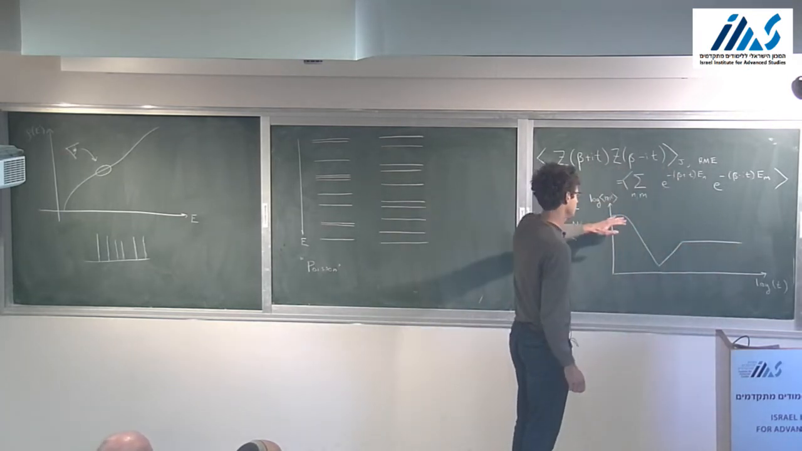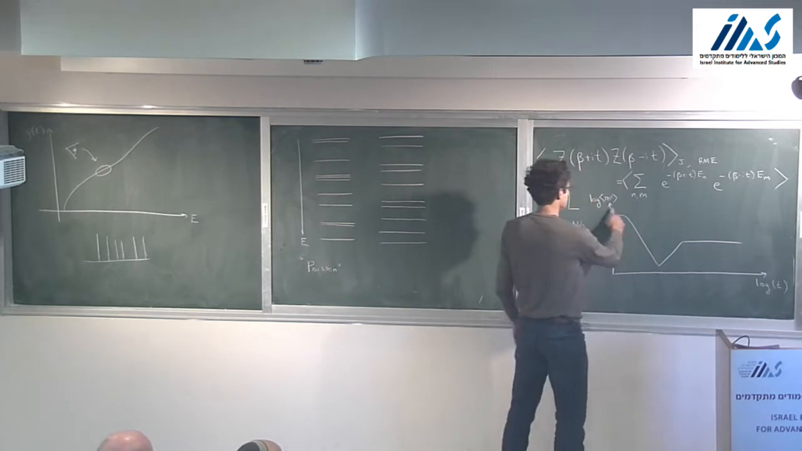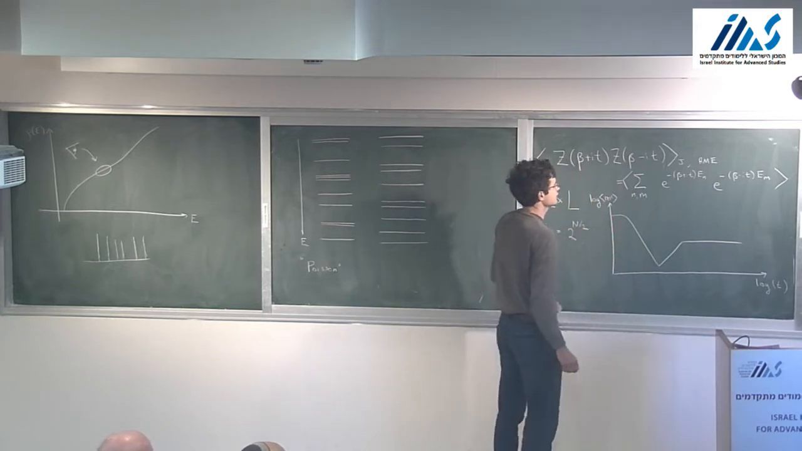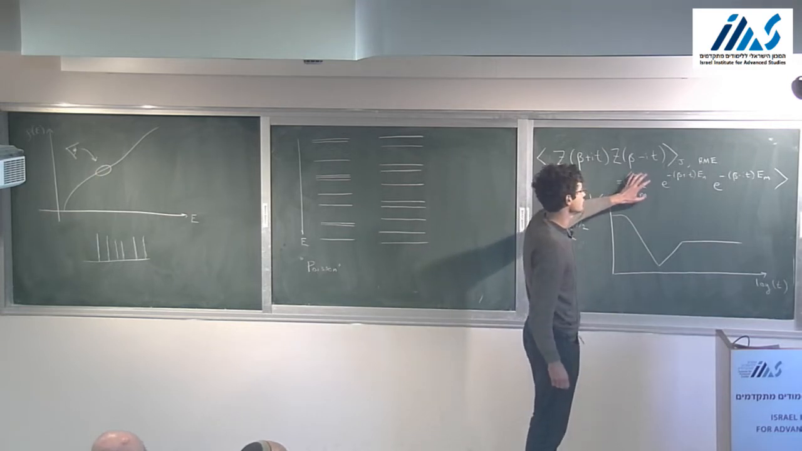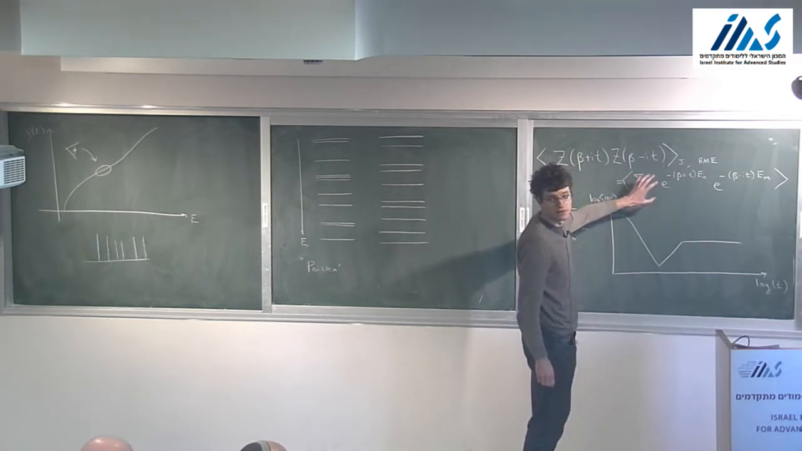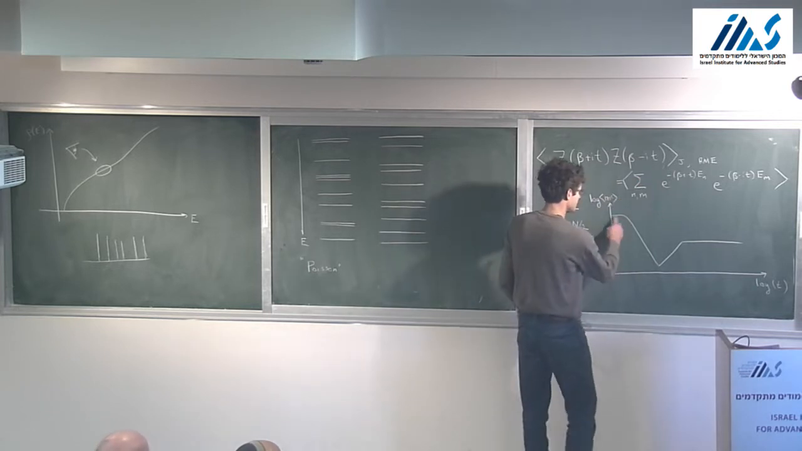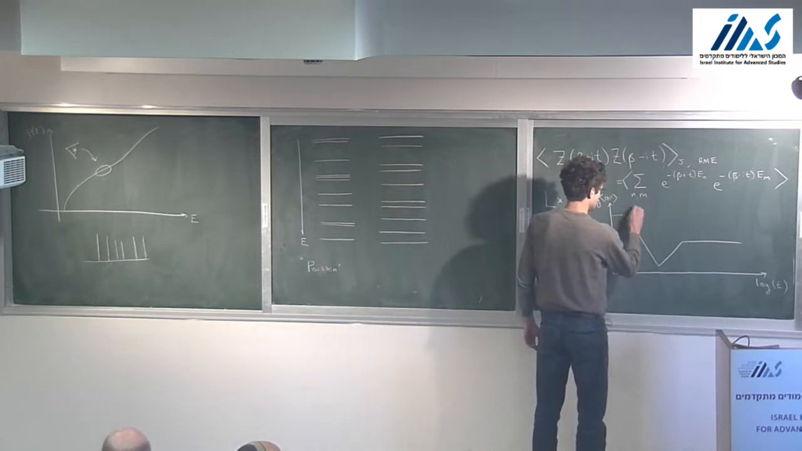Okay, and I'll draw a couple of values here. It starts out at t equals 0. It starts out with a value that's of order L squared, because it's a double sum over the spectrum of the eigenvalues, so there are L squared terms. So it starts out with a large value, order L squared.